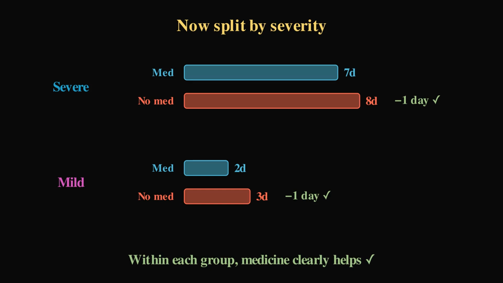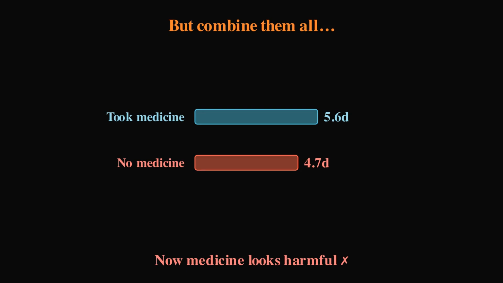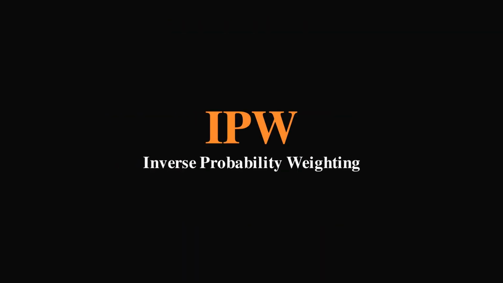Isn't that strange? In both severe and mild cases, the medicine clearly sped up recovery. But when we combine them and look at the whole, the result flips, and the medicine looks harmful instead. Why on earth does this happen? To solve this puzzle today, we'll explore IPW.